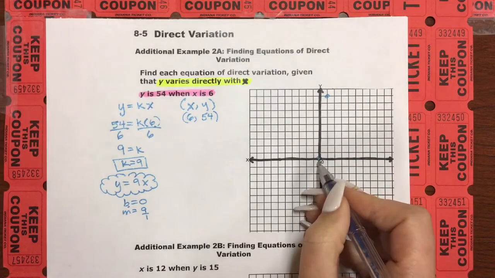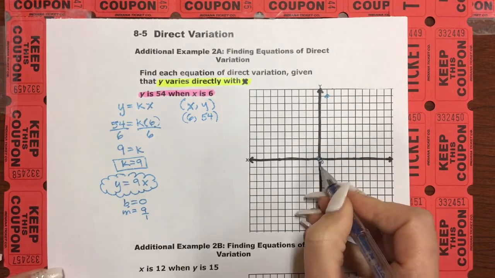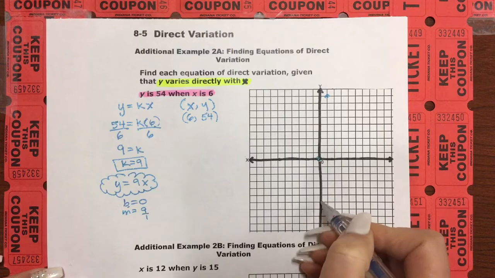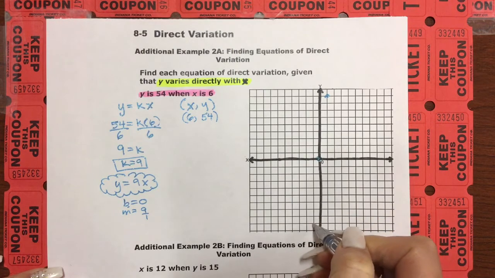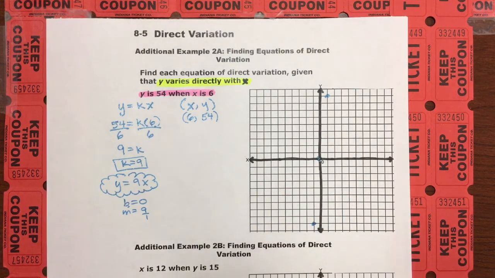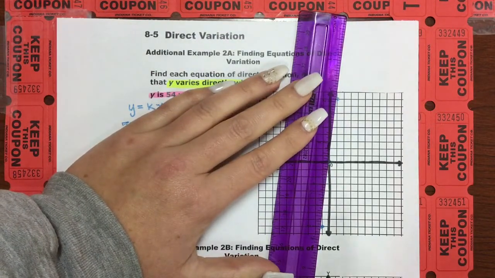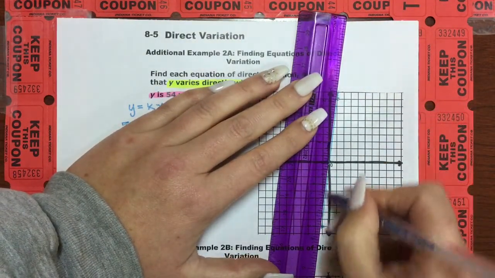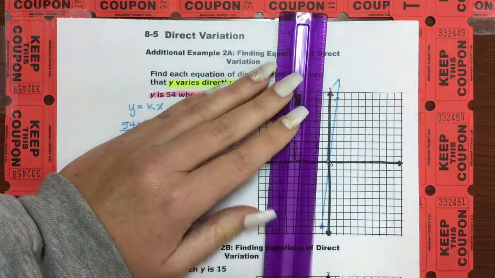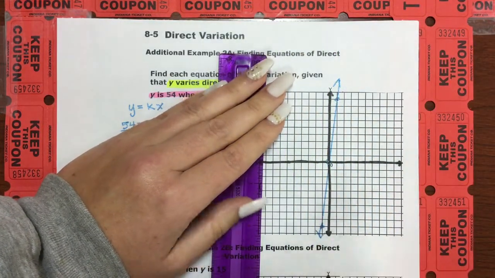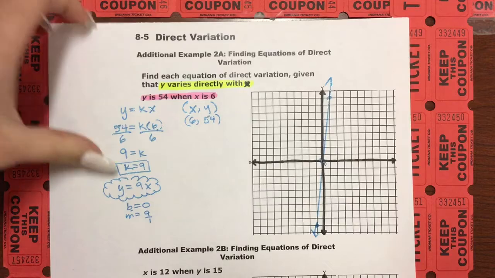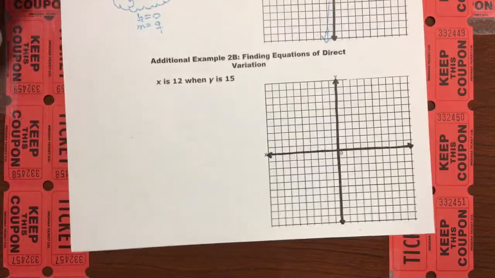And then do the opposite from 0. Go down 9: 1, 2, 3, 4, 5, 6, 7, 8, 9, and go over 1. From there, we're going to connect the dots. Like so, and we have our picture of our direct variation equation. Perfecto. On to the next one.